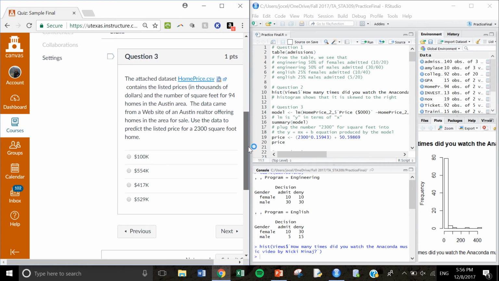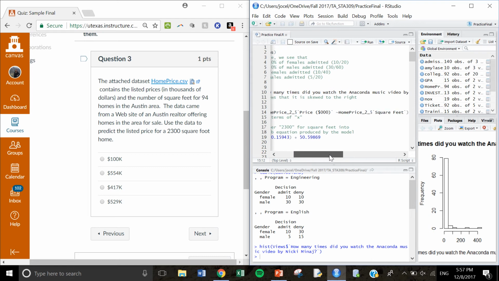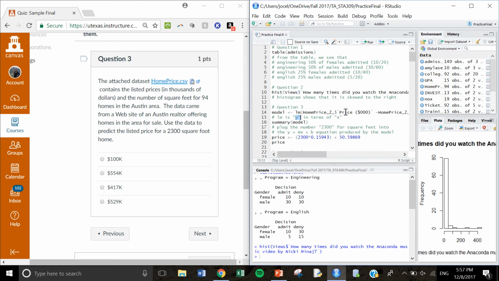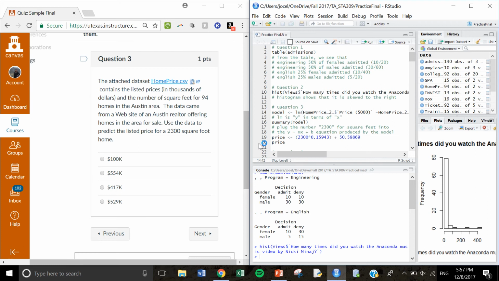Question 3. It gave us this home price data set, and it says use the data to predict the listed price for a 2,300 square foot home. In order to predict a Y value, we need to make an equation first, which we do with a linear model, the LM function. With LM, we always put Y first, and then we put the squiggly, and then we put X. We're trying to use the square footage to predict the price. So we put home price, the price first, and then our little squiggly sign, and then the square feet. And we do that with LM.